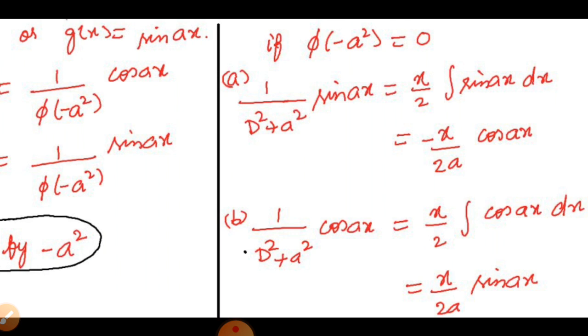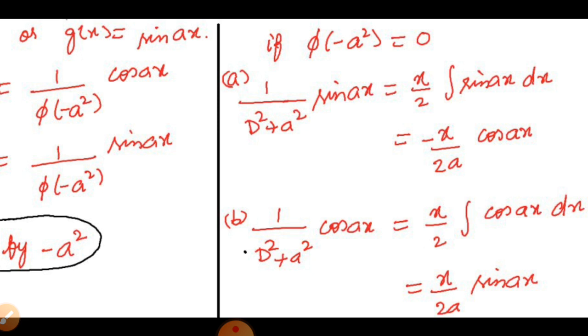If we put d square equals minus a square, then the denominator will be 0. So the solution can be obtained by x by 2 times the integration of the numerator term, or the integration of sin ax. So if we have a 1 by d square plus a square, sin ax term, we will find the solution as minus x by 2a cos ax. Similarly, for the cos ax term, we will integrate cos ax and have the solution of x upon 2a sin ax.